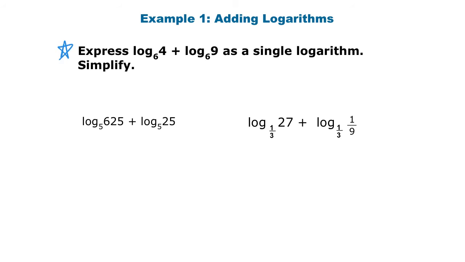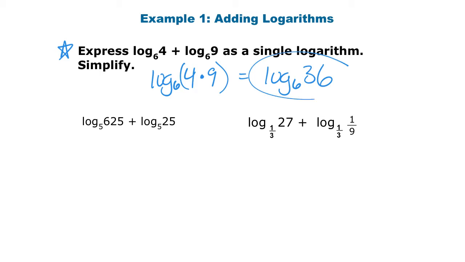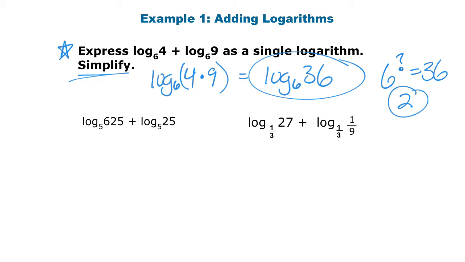So for example, in our first problem right here, we have log base 6 of 4 plus log base 6 of 9, and I could multiply 4 times 9 and just write it as log base 6 of 4 times 9, which would be log base 6 of 36. So there we rewrite it as a single logarithm. Our instructions also say to simplify here. So here I'm thinking 6 to what power equals 36, and that's going to be a power of 2. So that would be that logarithm simplified.